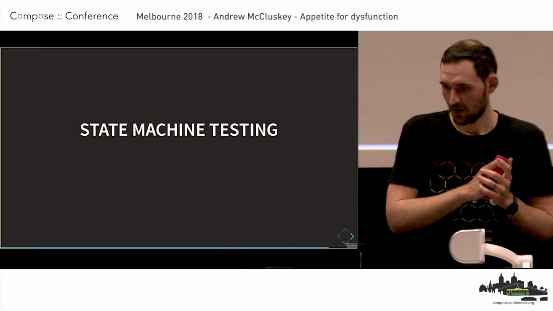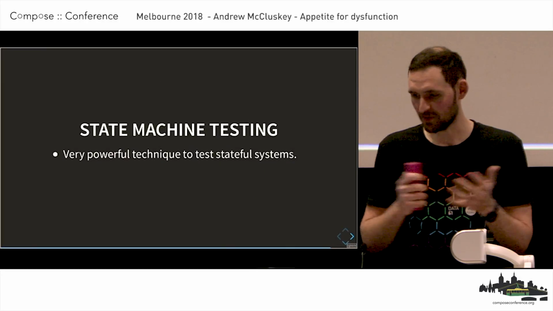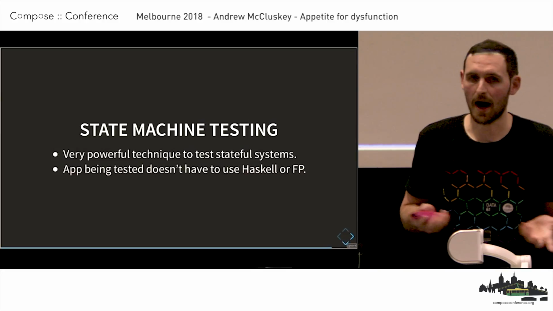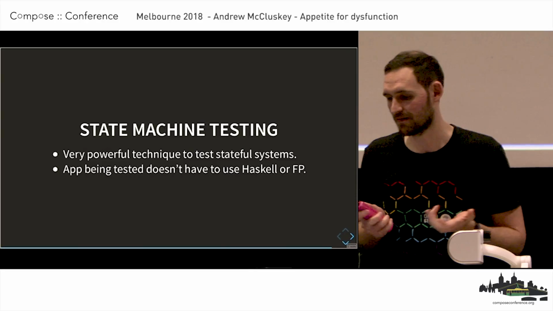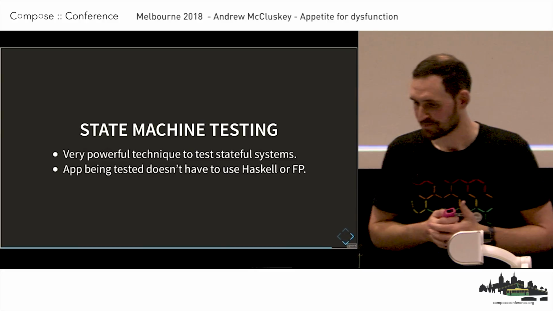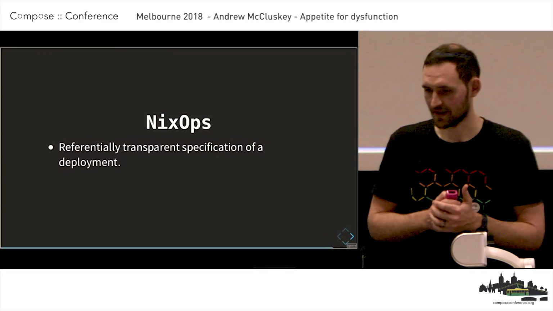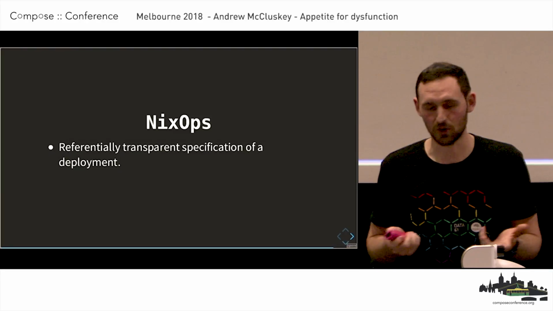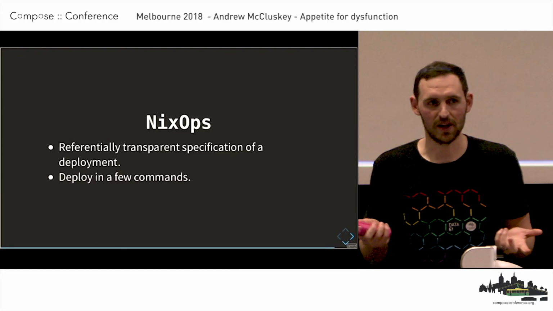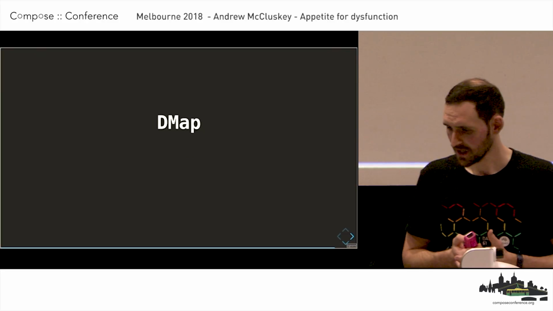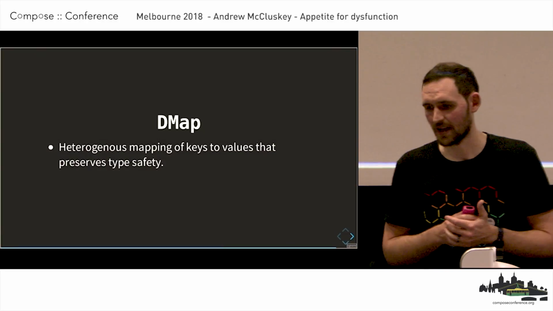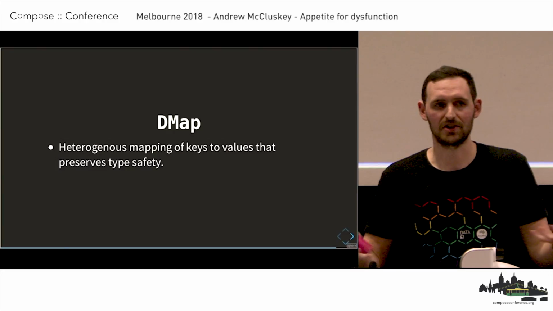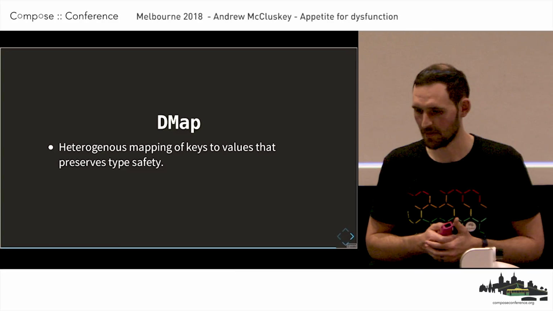So in conclusion, we had a look at state machine testing. Hopefully I've shown that it's a powerful technique for testing stateful systems, and that your app doesn't have to be written in Haskell or involve functional programming at all. We had a look at NixOS, how it allowed us to use referentially transparent specifications for our deployment, and that we could deploy those in just a few commands. We had a look at DMap and how its heterogeneous mapping from keys to values preserved type safety and allowed us to more naturally fit WordPress's JSON API.